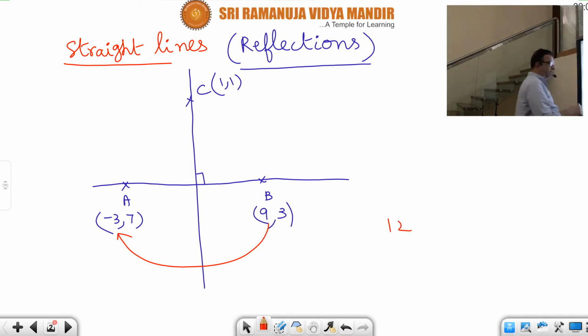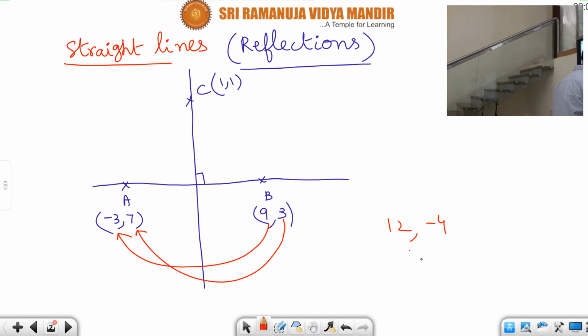Difference of x coordinates is 12. Difference of y coordinates in the same direction. How much, tell me? Come on. -4. 3 minus 7 minus 4. 12 minus 4. Any common factors are there? 4 is a common factor.